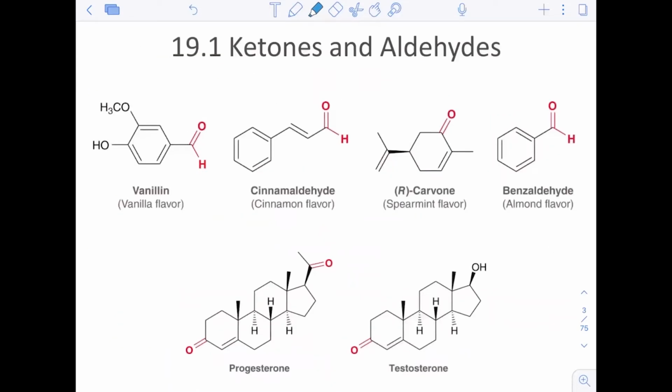Now, ketones and aldehydes exist all around us. If you have ever made cookies, that vanilla flavor that you use to make chocolate chip cookies is vanillin, which is an aldehyde. And you can see all sorts of things. Even progesterone and testosterone have ketones in them.